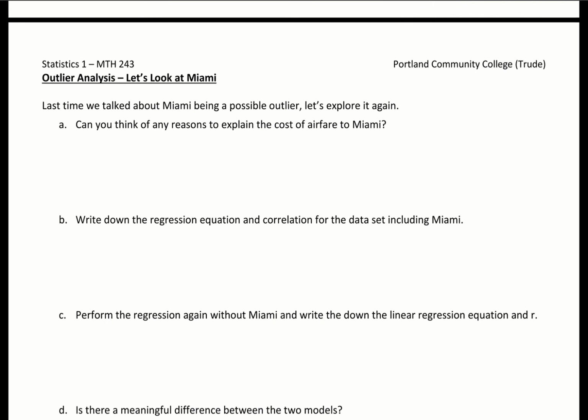So let's go back and look at Miami. We talked about it first as having a very large residual. Then when we looked at the residual plot, we could really see how far away it was. So let's see if it's actually an outlier. So this value that we got for Miami, it was giving us this distance traveled of 946 miles, and the airfare was just really high up there compared to what we expected, in that it had an airfare of $350.